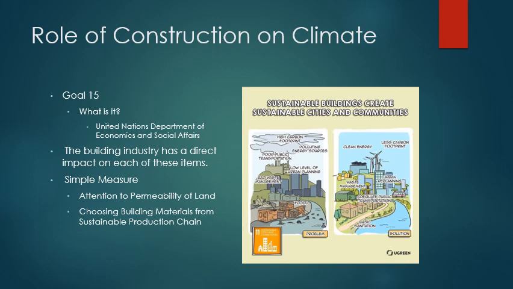As can also be seen from the picture, many of the major climatic problems can be solved with a change in constructional or architectural practices. The building industry has a direct impact on each of these items. So simple measures can be taken to eliminate those climatic problems, like attention to the permeability of the land, how to reduce the carbon footprint of the site that we are building on, and choosing building materials for a sustainable production chain.